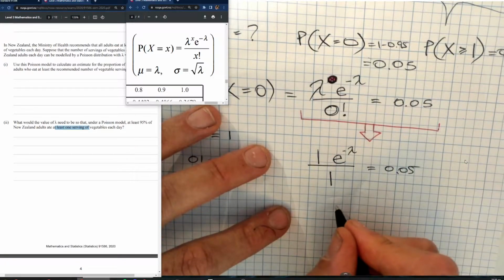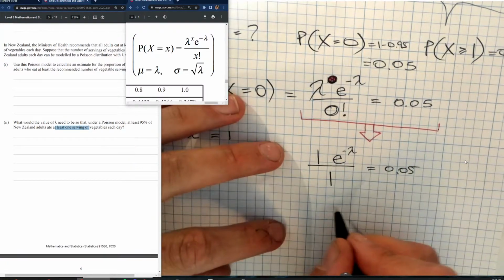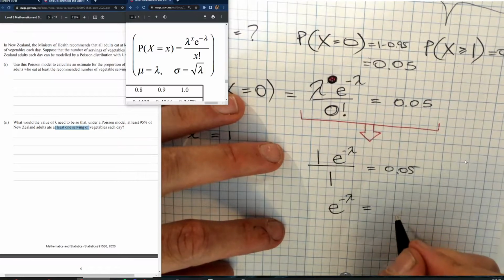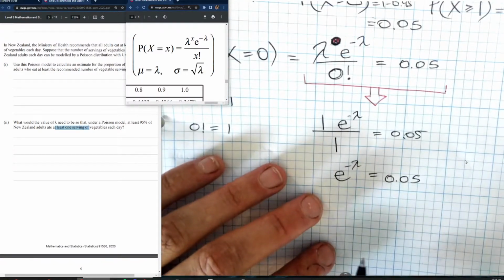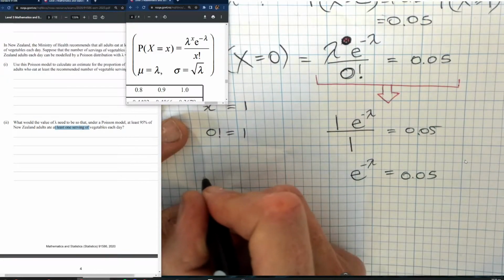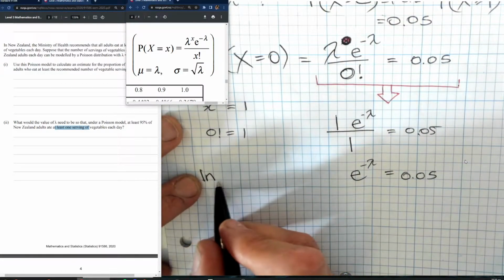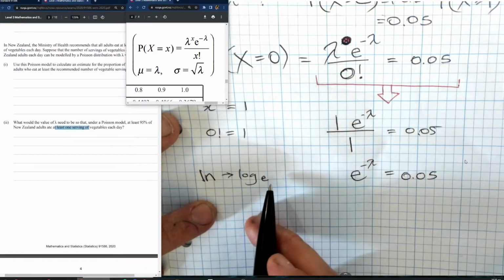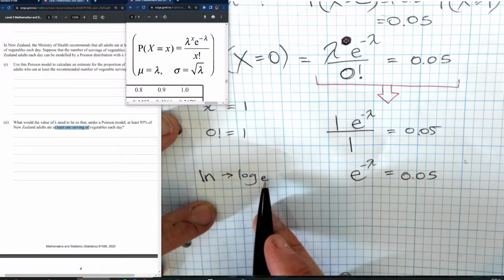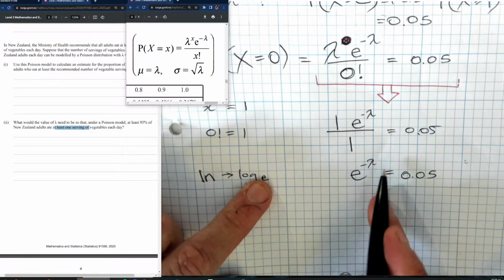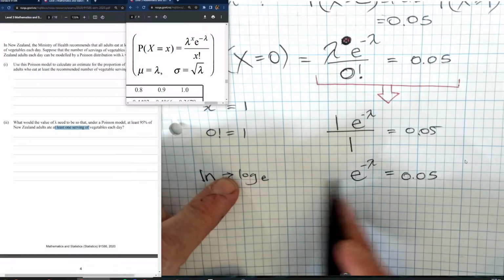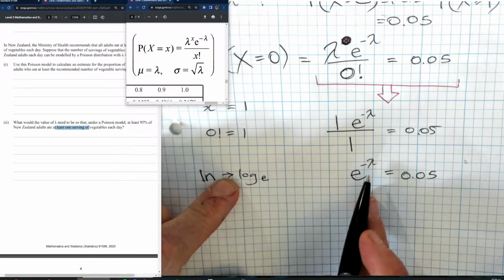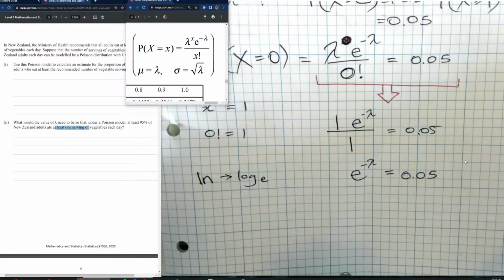From there, we now know that because 1 times anything and anything divided by 1 is just itself, e to the negative lambda, look at that, no more fraction anymore, equals 0.05. Now you just need to know another fact, that the natural logarithm is a way of writing log base e. Because logs are a way of getting rid of exponents, and the base being e means that it matches up with the base of this power being e. So it just cancels out.